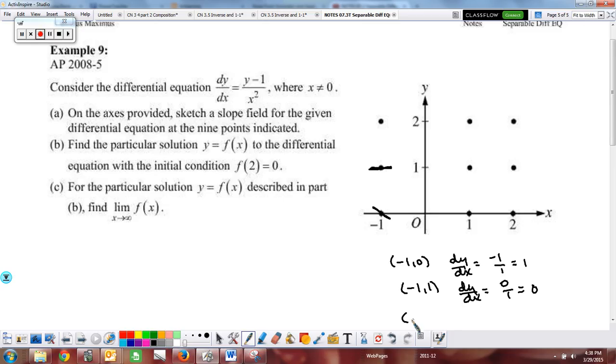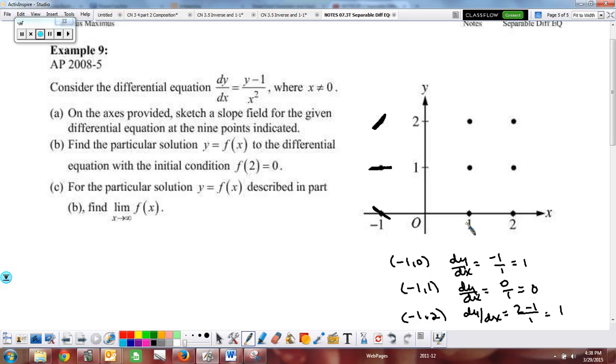Then I have -1, 2. So dy dx is going to be 2 minus 1 over 1, or 1. So I fill that in. Try to make sure that these are opposite each other. Remember, they're looking at your 1s, your -1s, your 0s, and your verticals. That's really what we're looking at.